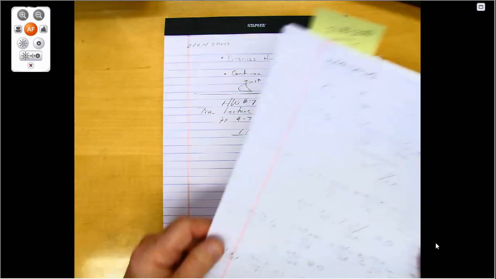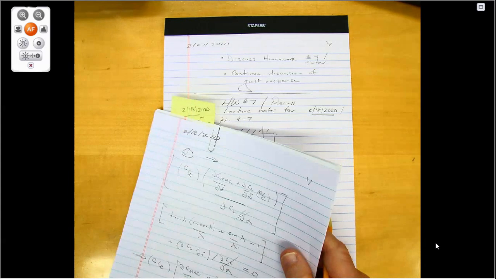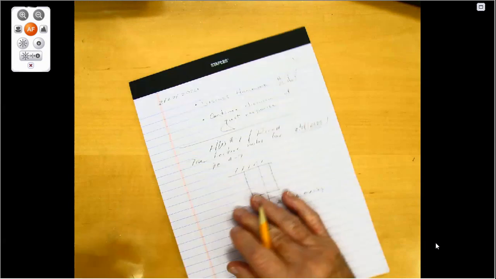Okay. Now, moving right along, let's now continue our discussion of gas analysis.